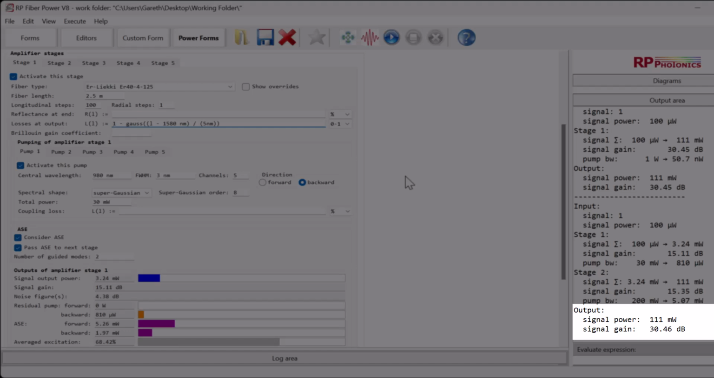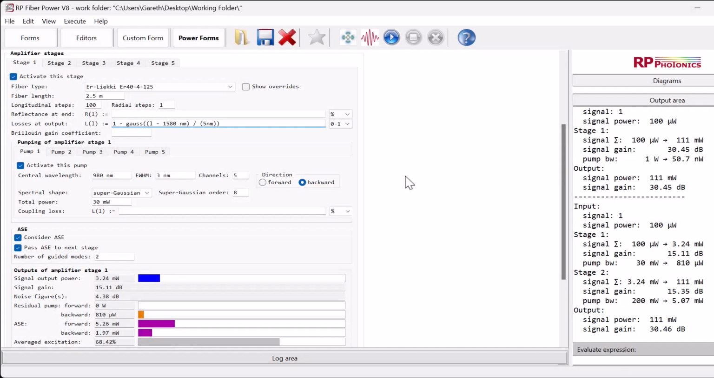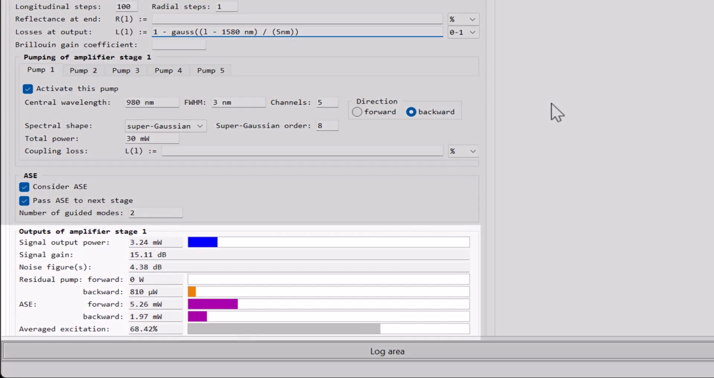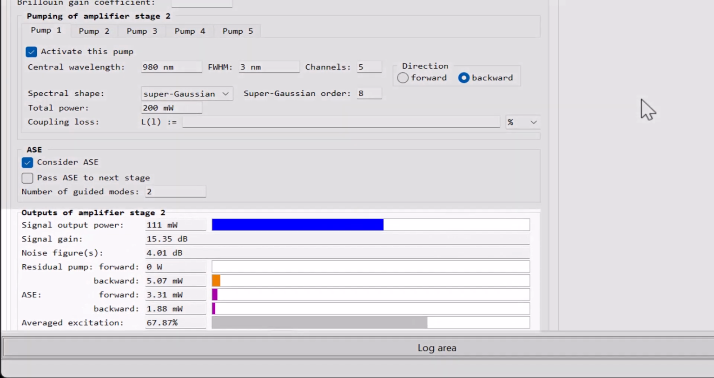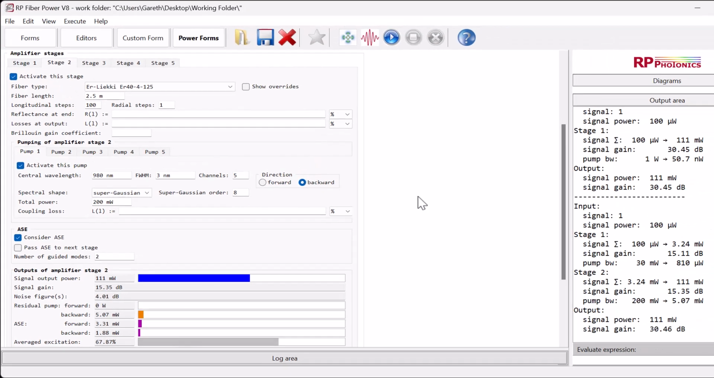And there we go. We achieve our 100 milliwatt output signal. But what about ASE? In the first stage, we still get more ASE than signal. But in the second stage, after the ASE from the first stage is filtered out, we see that much more of the pump power is used for signal amplification rather than ASE. This leaves us with a 5 meter long amplifier using only 230 milliwatts of pump power, rather than the 8 meter, 1 watt solution we had before. It's a much more elegant and efficient solution.